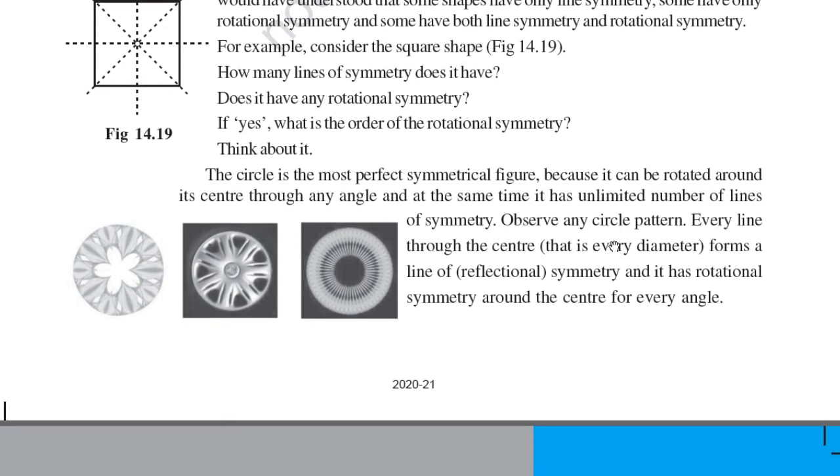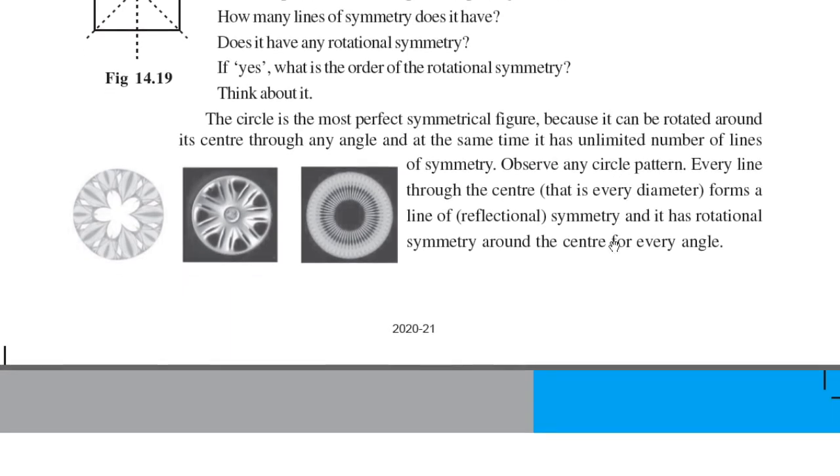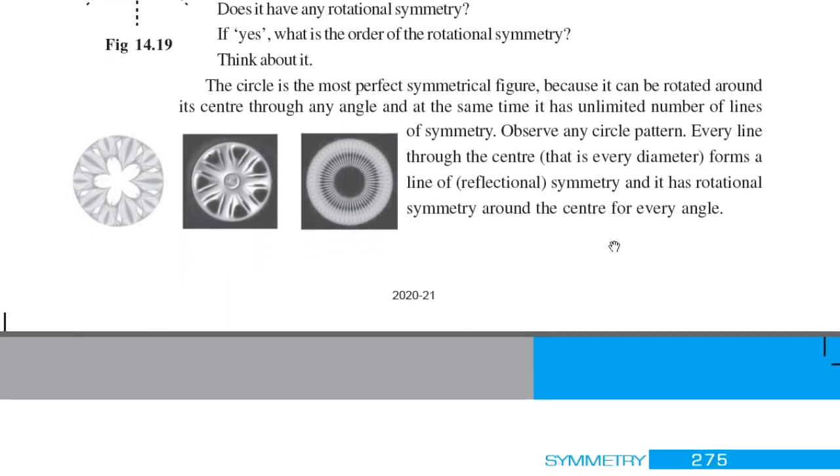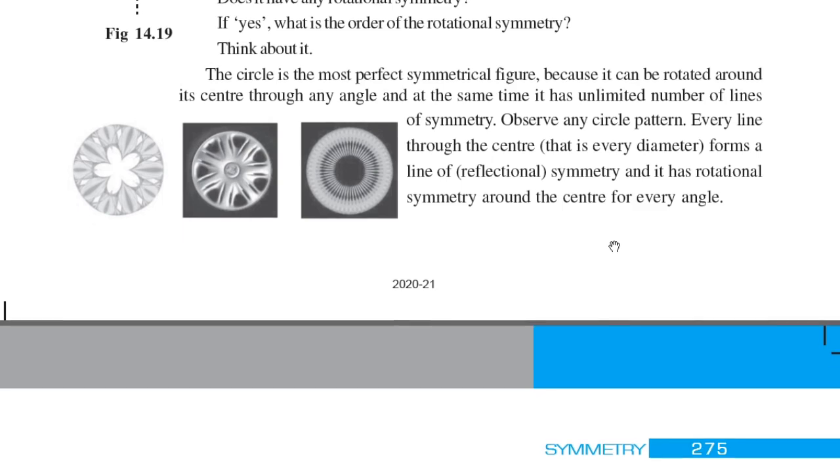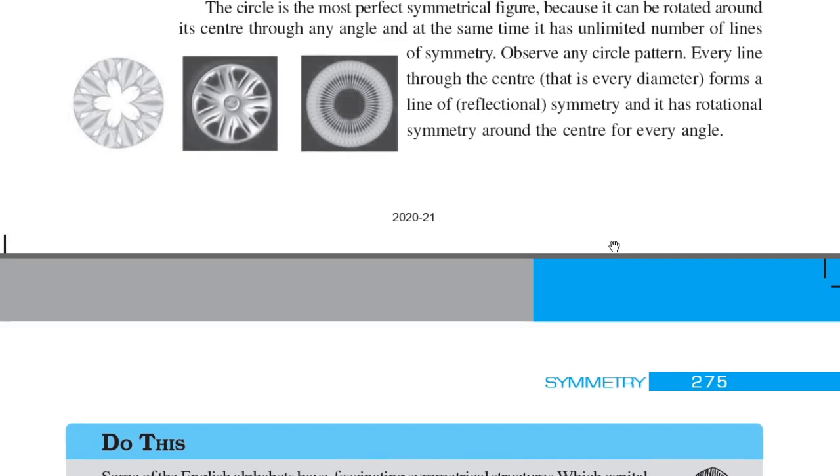Think about it. The circle is the most perfect symmetrical figure because it can be rotated around its center through any angle, and at the same time it has an unlimited number of lines of symmetry. Observe any circle pattern. Every line through the center, that is every diameter, forms a line of reflectional symmetry, and it has rotational symmetry around the center for every angle.